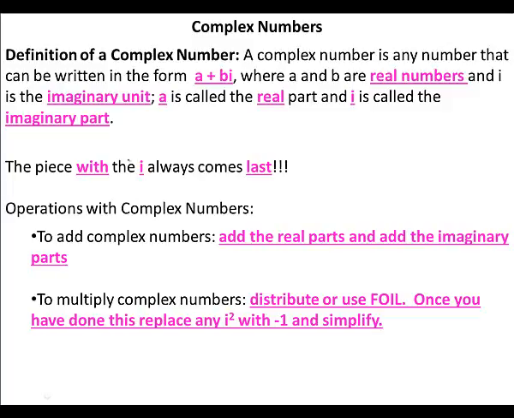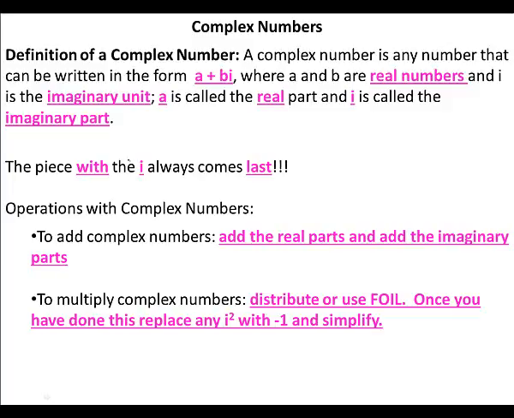All right, so definition of a complex number, and I was writing it in the funky order where I put the number and then the i at the back. A complex number is any number that can be written in the form a plus bi, where a and b are real numbers. a is called the real part, and bi is called the imaginary part. The piece with the i always comes last, okay?